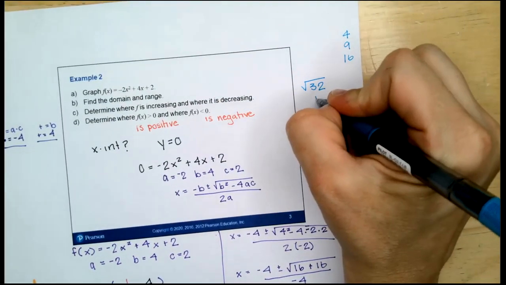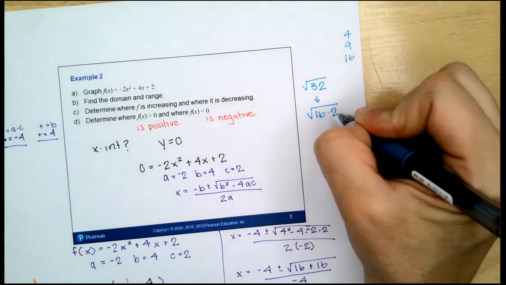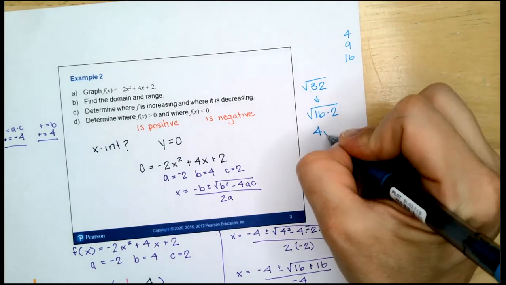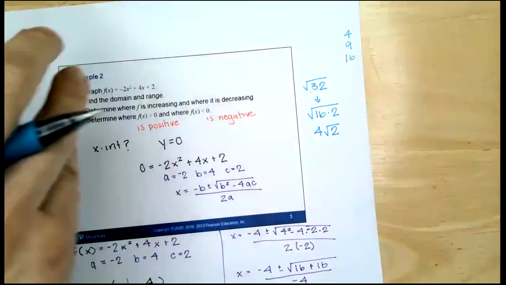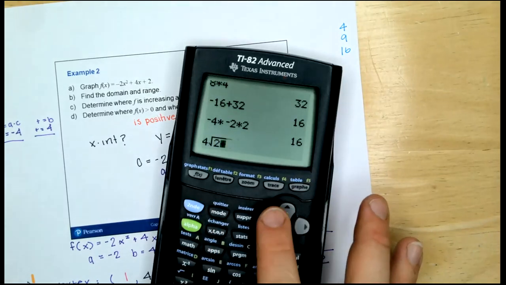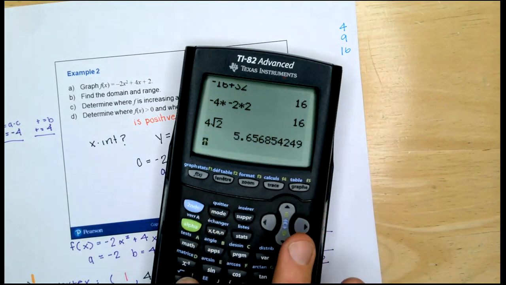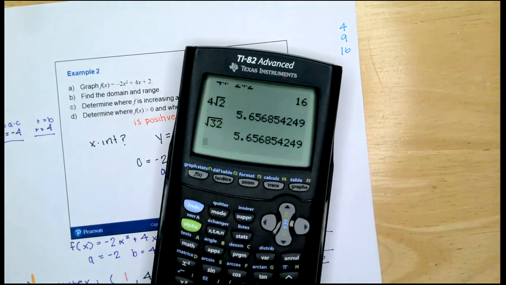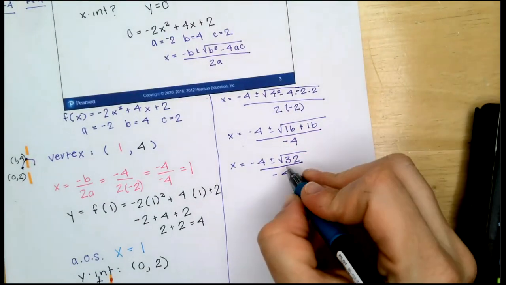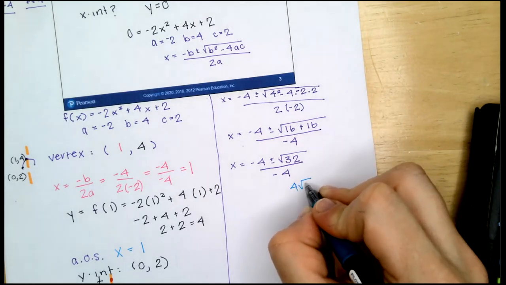So 32 becomes 16 times 2. The square root of 16 is 4. So the square root of 32 is the same as 4 square root 2. 4 square root 2 and the square root of 32 should give you the same decimal number in your calculator, okay? So now we come back and instead of the square root of 32, we're going to call that 4 square root 2.